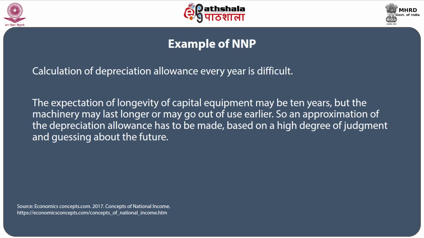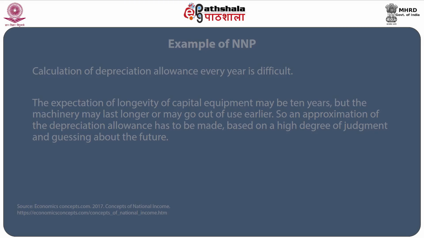task. For example, a person expects the longevity of the capital equipment, say for 10 years. There is a possibility that machinery may last longer or it may go out of use earlier. So, they say what is needed is an approximate decision regarding the depreciation allowance. This decision should be based on a high degree of judgment and guessing about the future.